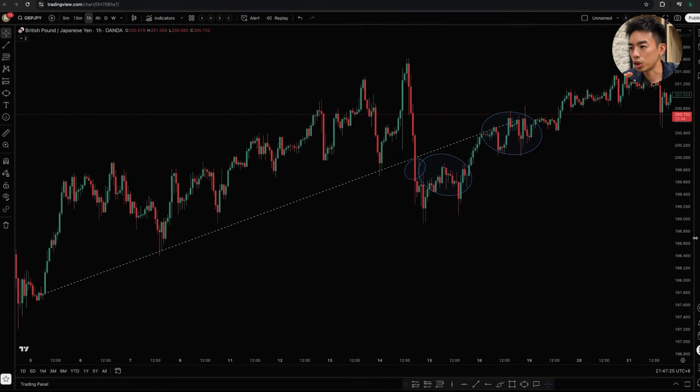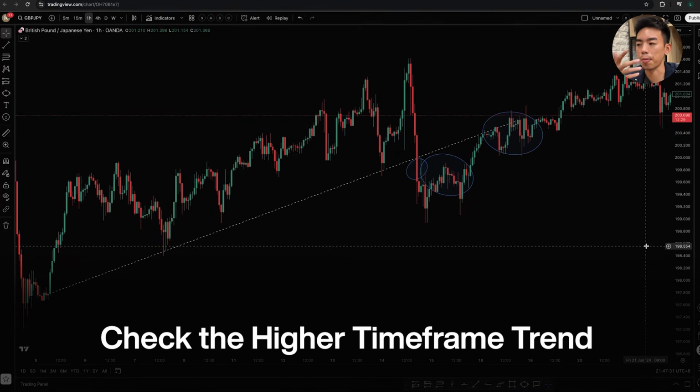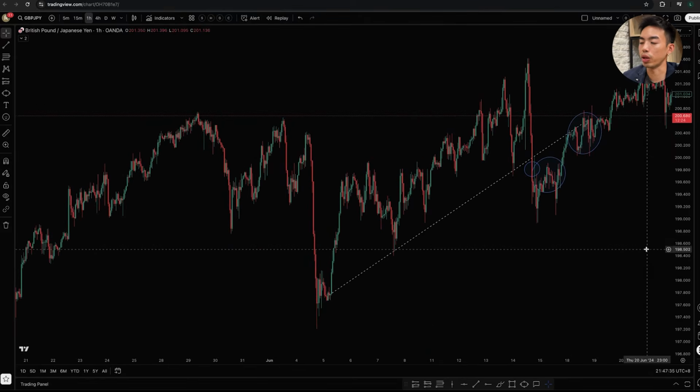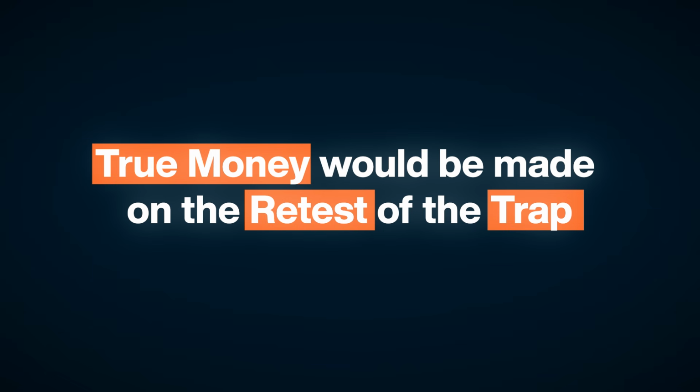Now remember what I was saying earlier, check the higher time frame trend. In this case, if we zoom out slightly, we can see overall price is meandering towards the upper side, okay? And if we're going to the upper side, there's no way in hell you want to be selling a break retest like that. You could sell and get away with short-term profit, don't get me wrong, but the true money would be made on a retest of the trap.